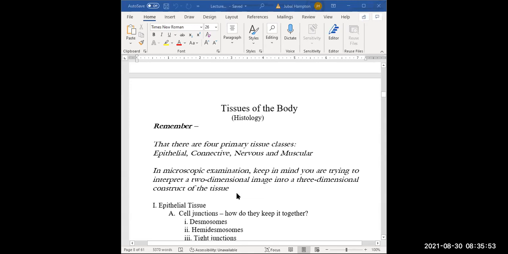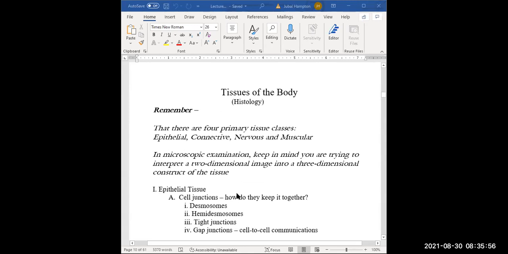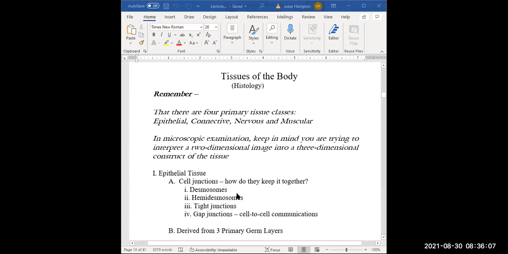So with the tissues of the body, remember that there are four primary tissue classes: epithelial, connective tissue, nervous, and muscular. In microscopic examination, keep in mind you are trying to interpret a two-dimensional image into a three-dimensional construct of the tissue. So when you examine the diagrams that you're studying for the practicum, look at them and imagine this two-dimensional representation that you see as an image actually has 3 dimensions to it in actual tissue.